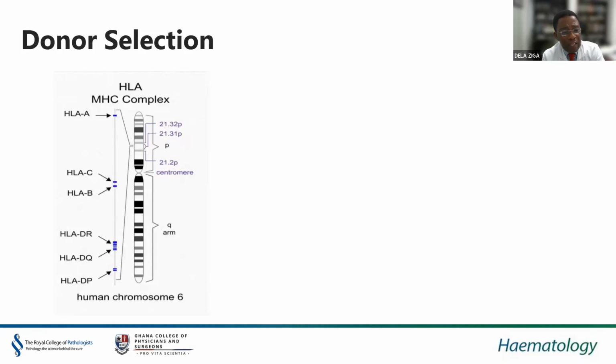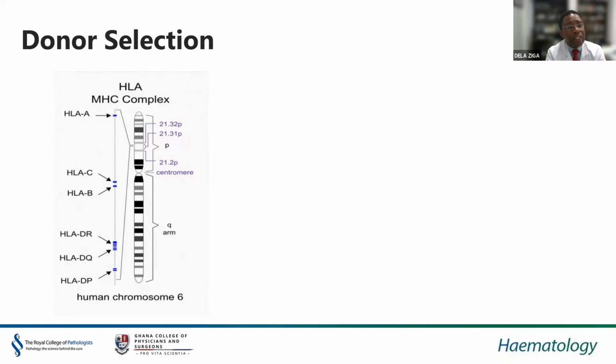Donor selection is based on the HLA compatibility match between the donor and the recipient. The major proteins that are evaluated for HLA typing are found in the MHC cluster, which is on the short arm of chromosome 6.